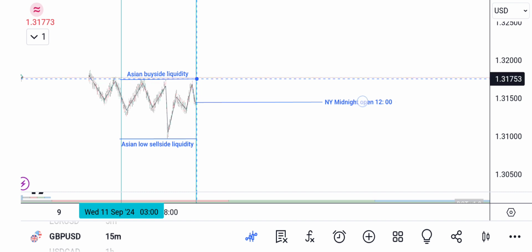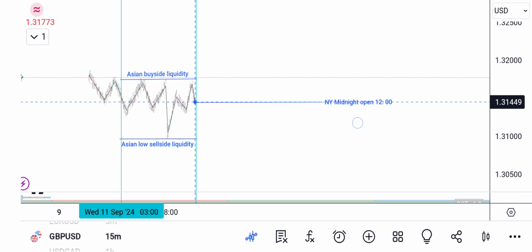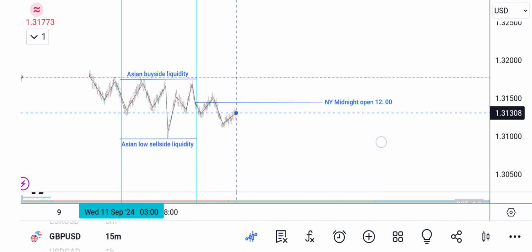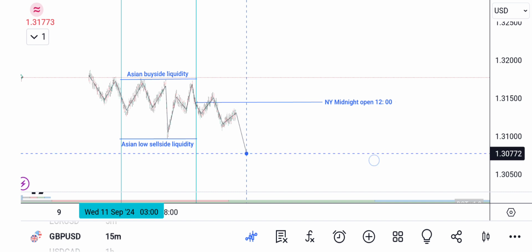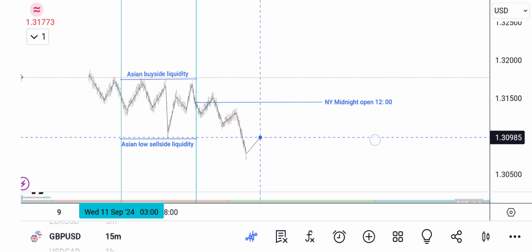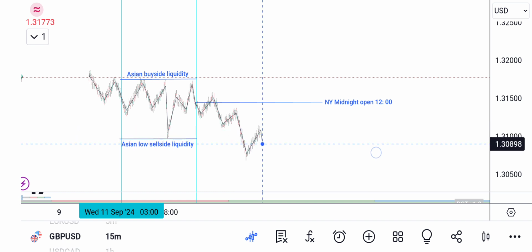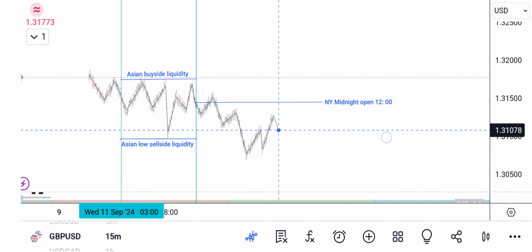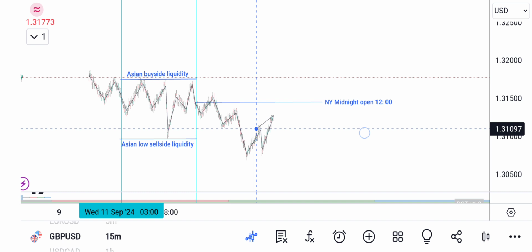When you buy, you are going to target this high as your target profit. That's the Asian high buy side liquidity. I hope it is clear. So you are going to wait for something like this. Wait for price to trade below these Asian lows. Take all the liquidity below the Asian low, the sell side liquidity, and then you are going to wait for a shift in market structure on a smaller time frame, and that is where you are going to execute. This is the shift in market structure here.